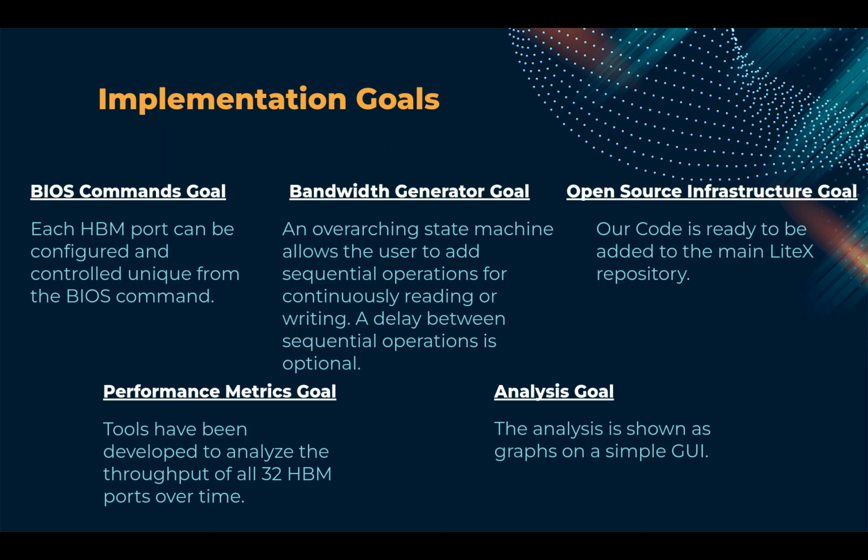The goals for our project include the following. Add new BIOS commands to control each of the bandwidth generators that are connected to the HBM boards. Each bandwidth generator is able to perform continuous transactions for either reading or writing, and you can even add a delay to them. All of the hardware and software is implemented using the LiteX and Migen open source tools. You can measure the throughput of all 32 HBM ports over time, and you can see the results through a simple GUI.